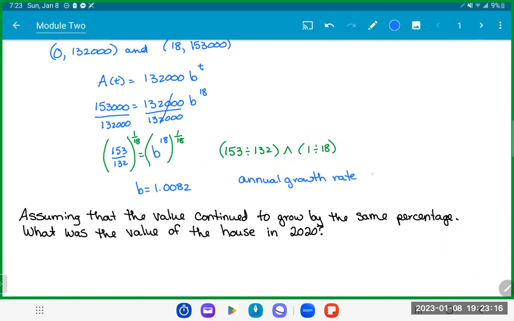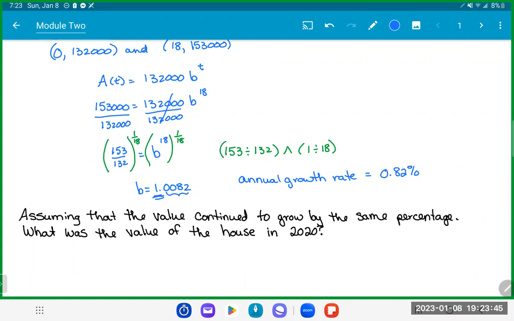Therefore, I have an annual growth rate is equal to 0.82%. And that is because you have 100%. That 1 right here counts for 100%. So what is left, that is your growth. That's 0.0082. When we move that into decimal form, we just move the decimal 2 places to the right and add the percent, and that's how we get 0.82%.